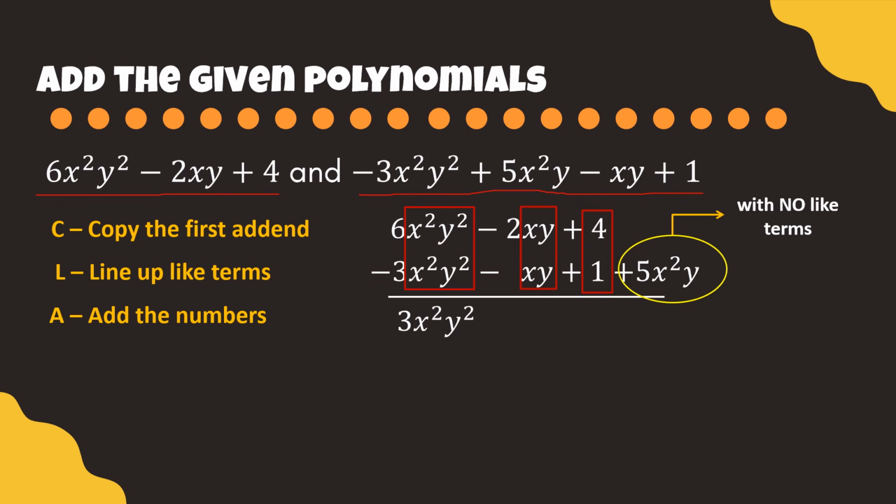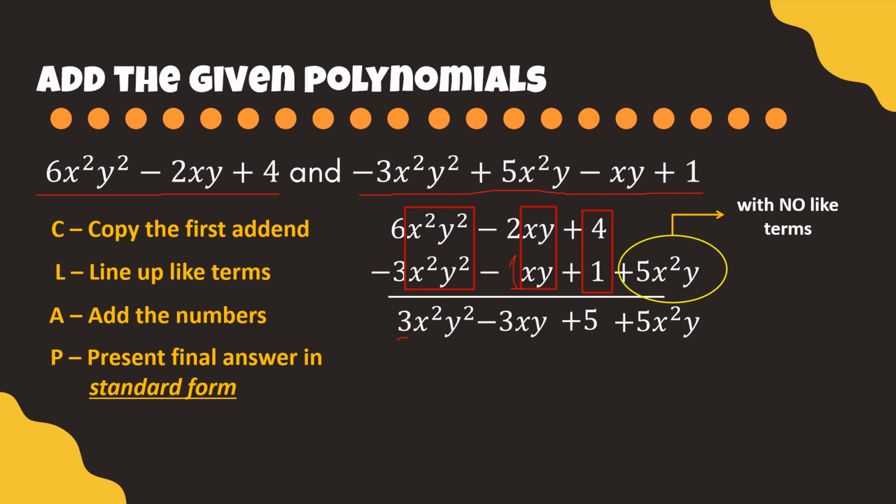So 6 plus negative 3, we have positive 3. Copy the variables and exponents, x squared y squared. Negative plus negative would give you negative. So 2 plus 1 is 3. Copy the variables x, y. 4 plus 1, you have 5. Then bring down 5x squared y.